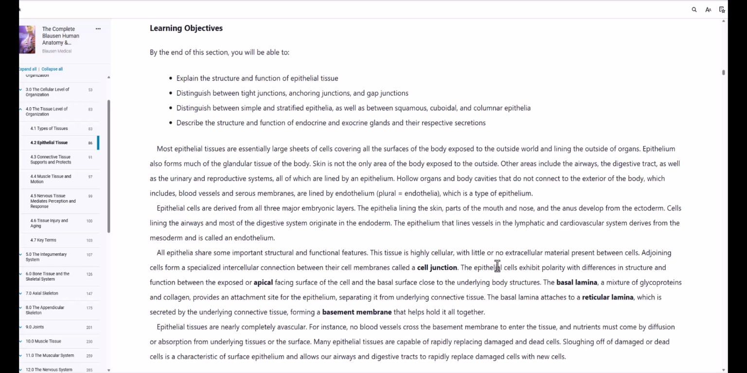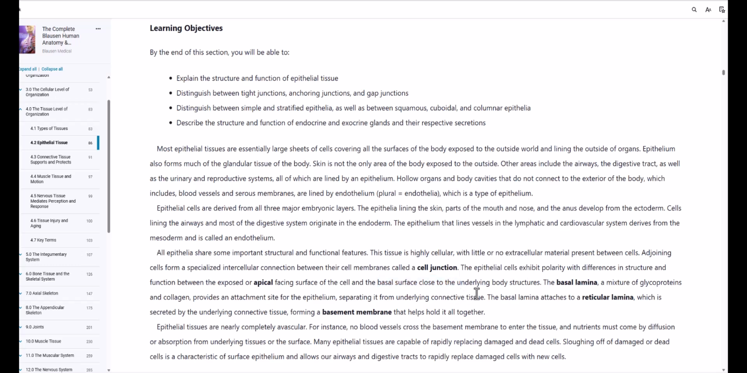Also, epithelial cells exhibit a polarity. In other words, they know their top from their bottom. The top of a cell is referred to as an apical surface, and the bottom of the cell is referred to as the basal surface.